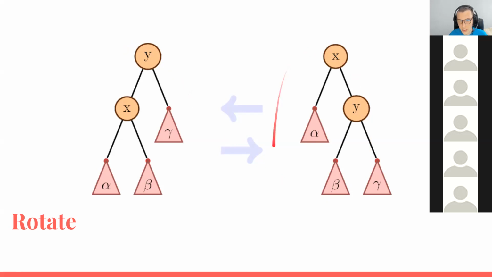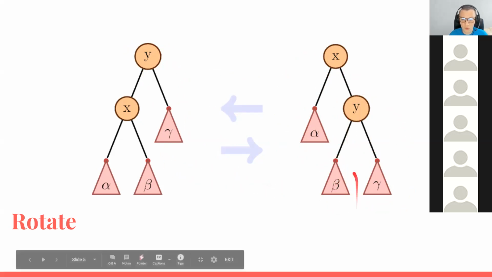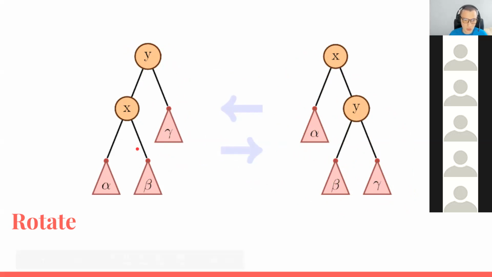So let's look at this example. If we have x here, then alpha should be still there. Alpha should be smaller than x, and it's still there. And it works. The same for gamma. Gamma here was the right son of y, and here is the right son of y as well. However, the location of beta is changed. It was the right son of x, and now it is the left son of y.